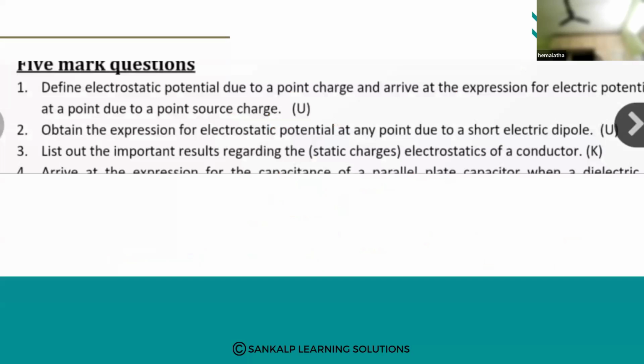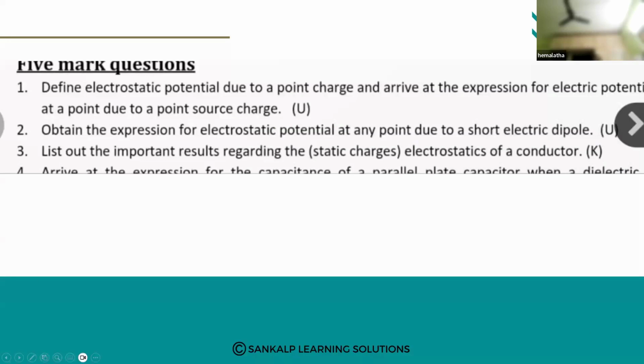Next, 3 marks: list out the important results regarding the electrostatics of a conductor. Then for 5 marks: explain electrostatic potential at any point due to a short dipole, very important. Expression for electrostatic potential at any point due to a short dipole.